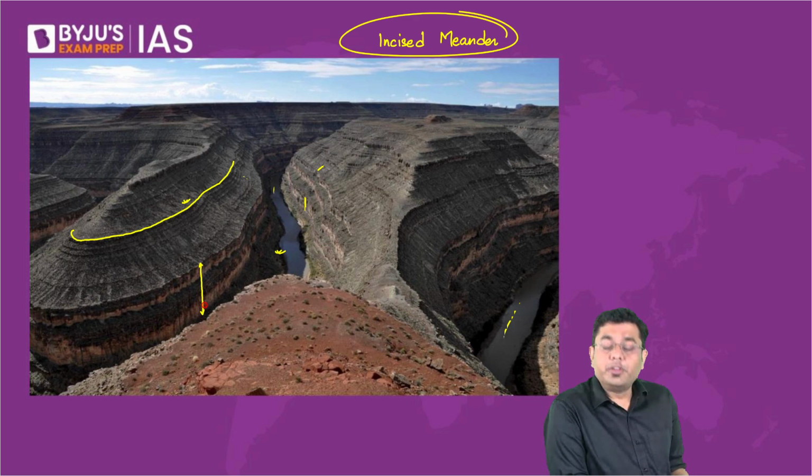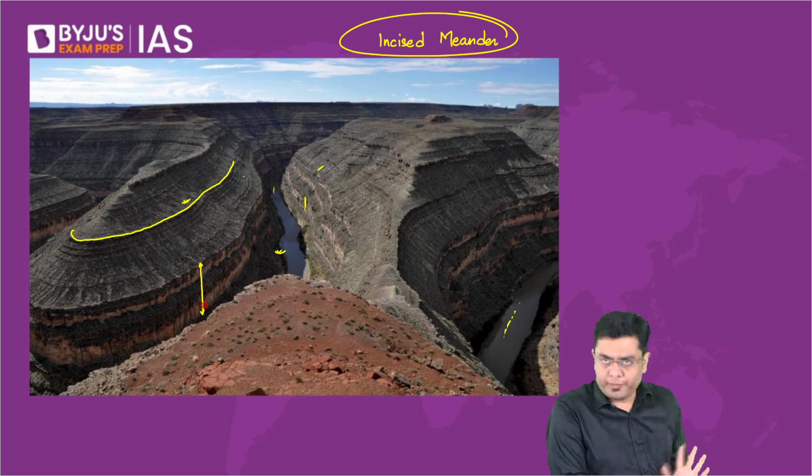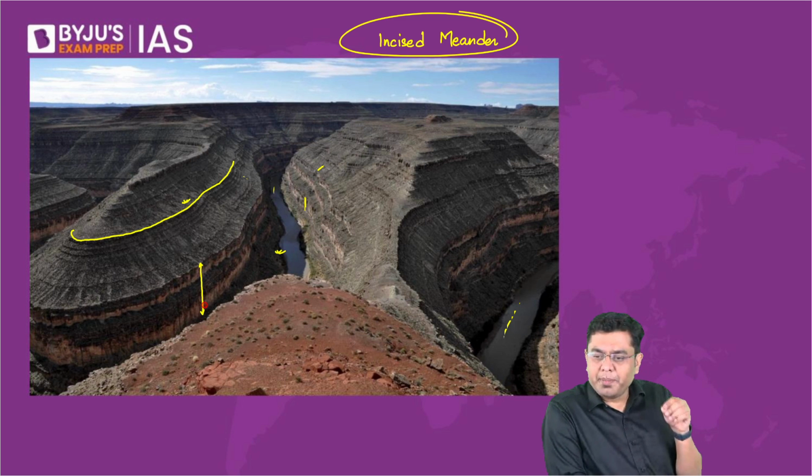Okay, so that is your incised meander. Meander is a wavy pattern of a river movement, generally found in the mature stage of the river. When does it get incised? What is the meaning of incised? Do we know the meaning of incised, guys?